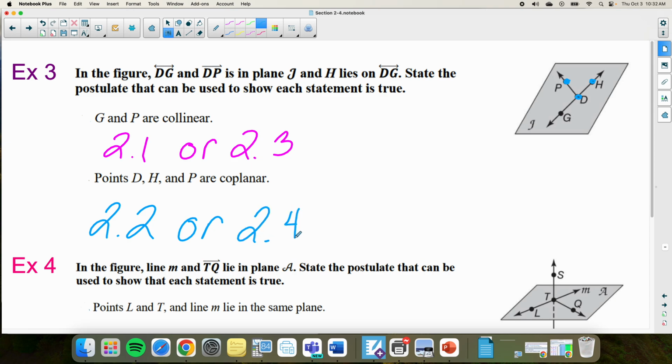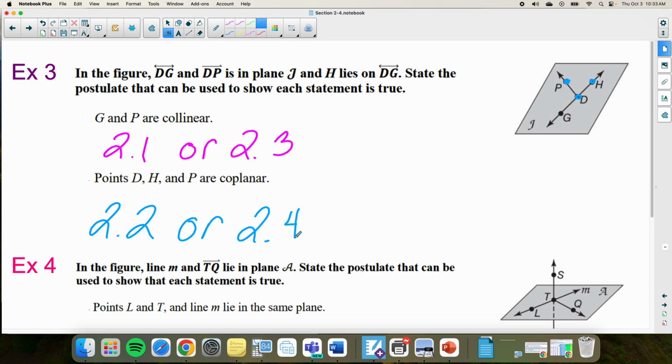Are you gonna have to memorize? No, that's a good question. On your test that you guys have coming up, if I said true or false, D, H, and P are collinear, you'd have to know that that's false. Or if I said the line containing P and H would lie in the plane, that's true. You don't have to give me the number of them, but you have to know what they mean to be able to solve a true or false question.